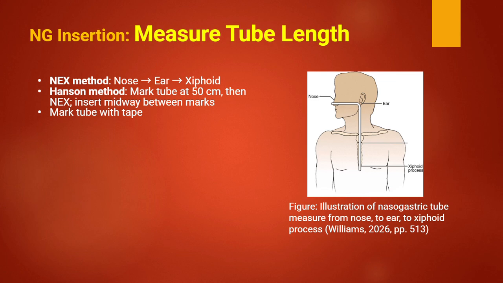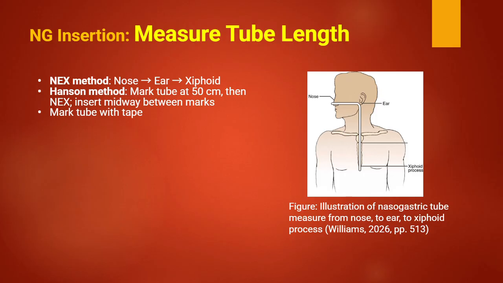The traditional NEX method measures from the nose to the earlobe and then down to the xiphoid process. This length is then marked with tape and used as the guide for insertion. However, studies have shown that the NEX method sometimes leaves the tube too short, risking placement in the esophagus.